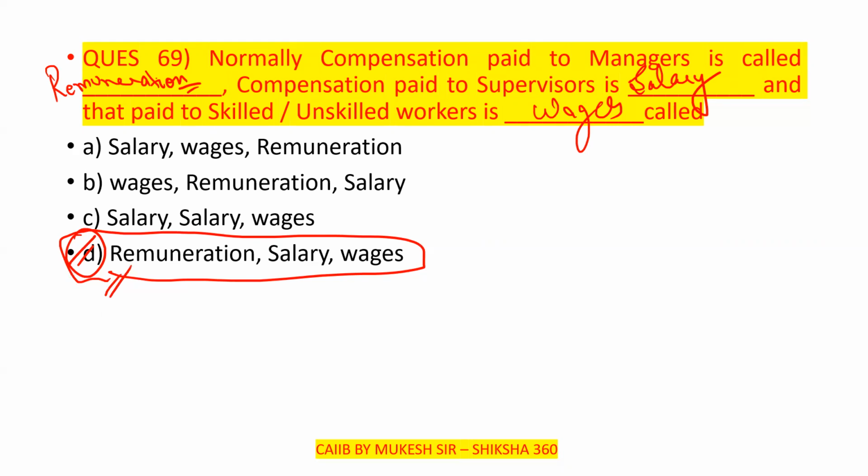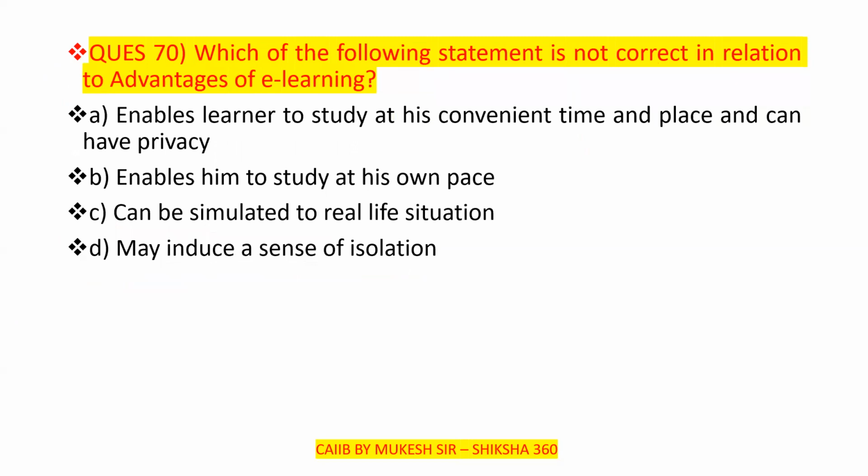Now move to the last question of our today's discussion. Which of the following is not correct in relation to the advantages of e-learning, clear? Option number A: enables a learner to study at his convenient time and place and can have privacy, clear. Enables a learner to study at his convenient time.